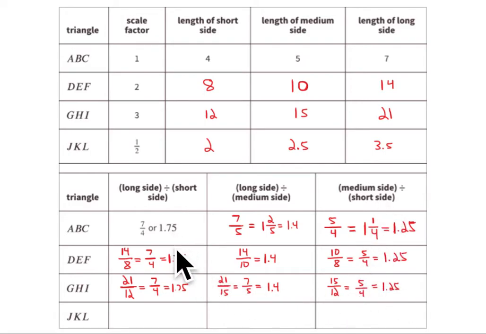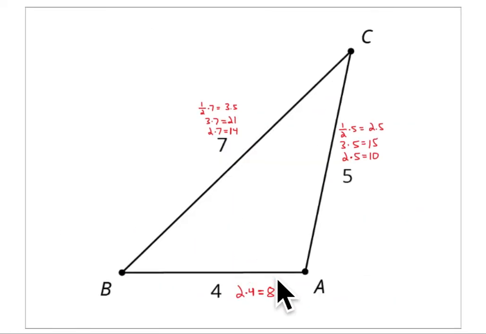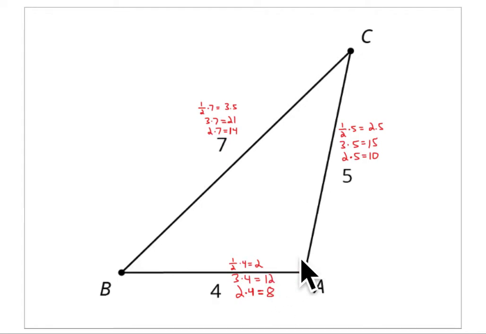So what do you notice? That these ratios of sides within the triangle. So let me go back for a second. Ratios of sides within the triangle. So this side is 5/4, whether it's scaled 2 times, 3 times, 1/2, or the original side. This side, the medium side to the short side, is always the same. That ratio does not change.